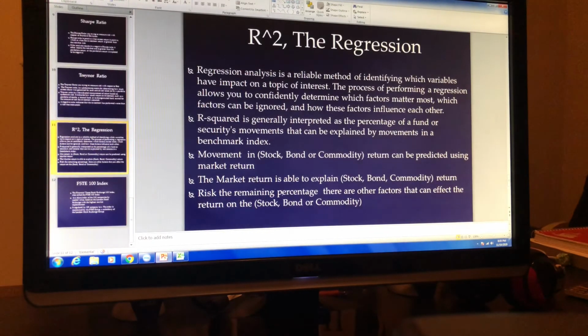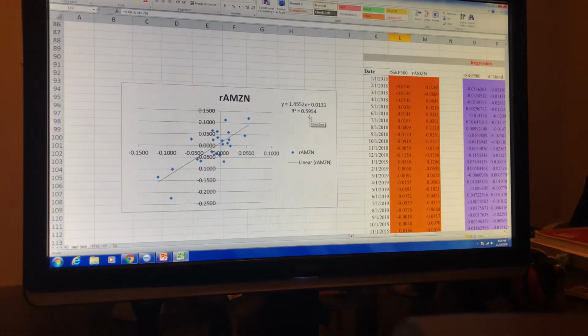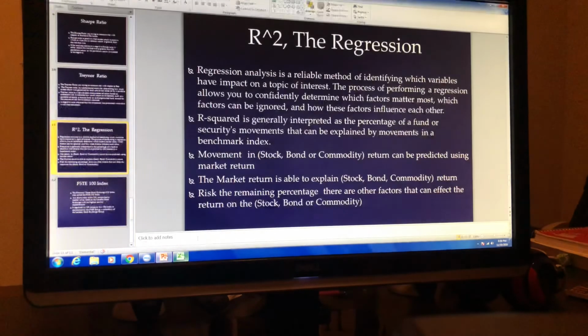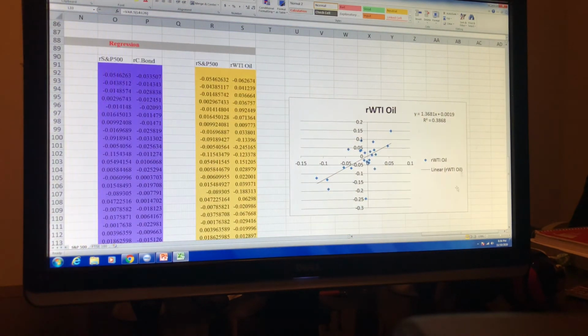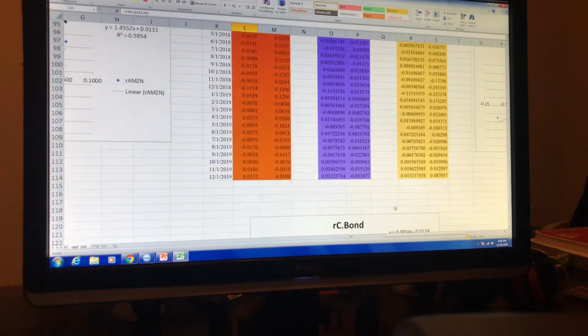And then you have the risk associated with it. So that's 59%, sorry. Of the time, the S&P return can estimate the return on the Amazon stock. And this leaves the risk factor out, so it's 60%, right, if we round it up. So that means 40% is left for risk, where that risk is the remaining percent that other factors can affect the return on the Amazon stock versus the index. I hope I made that clear. I hope I didn't confuse you. This one's for oil. This one's for bonds.